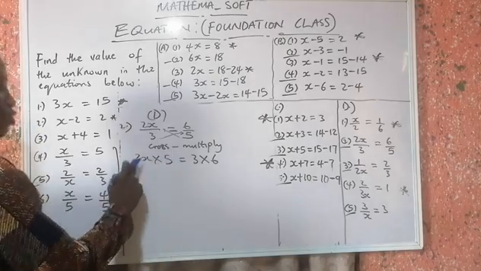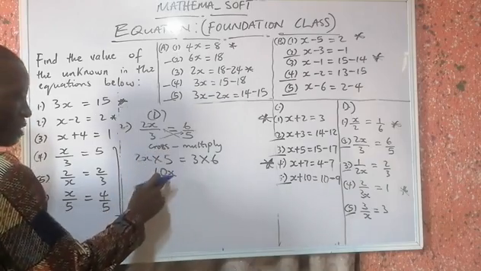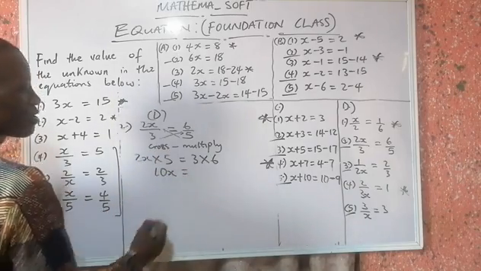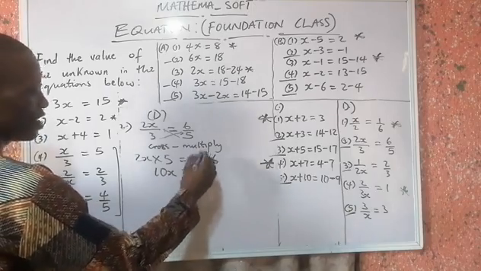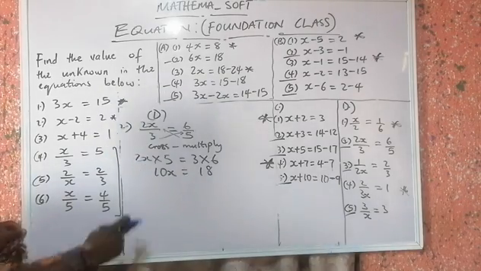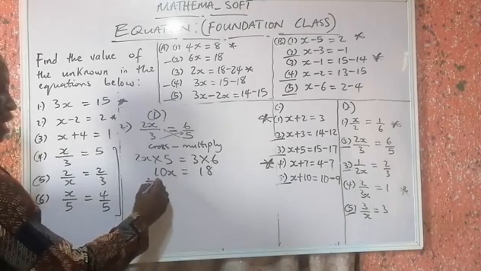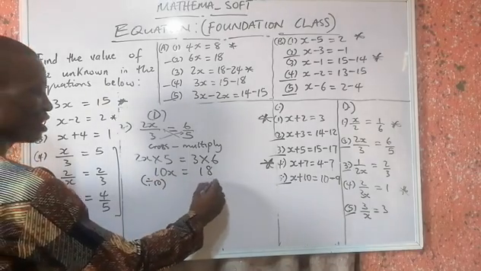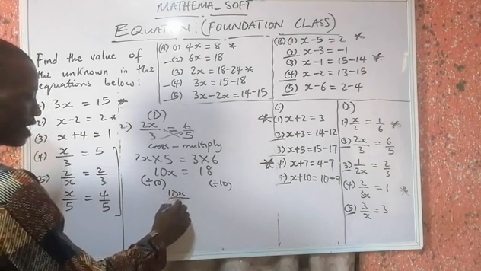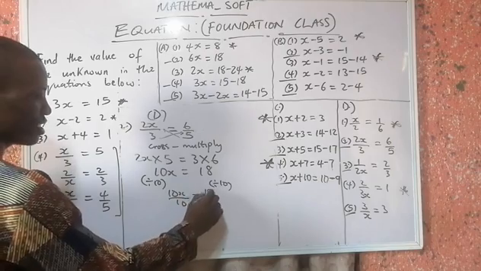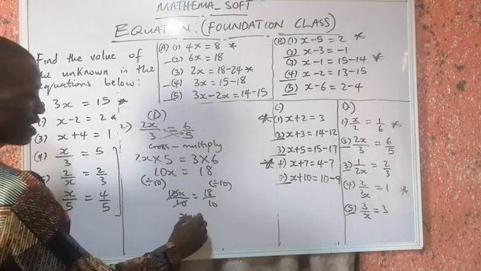2x times 5, so 2 times 5 will be 10x, equals 3 times 6, which will give me 18. Now this 10 is attached to this x through multiplication, and we are going to remove it using division. So that will be 10x over 10 equals 18 over 10. 10 will cancel 10, that will remain x.